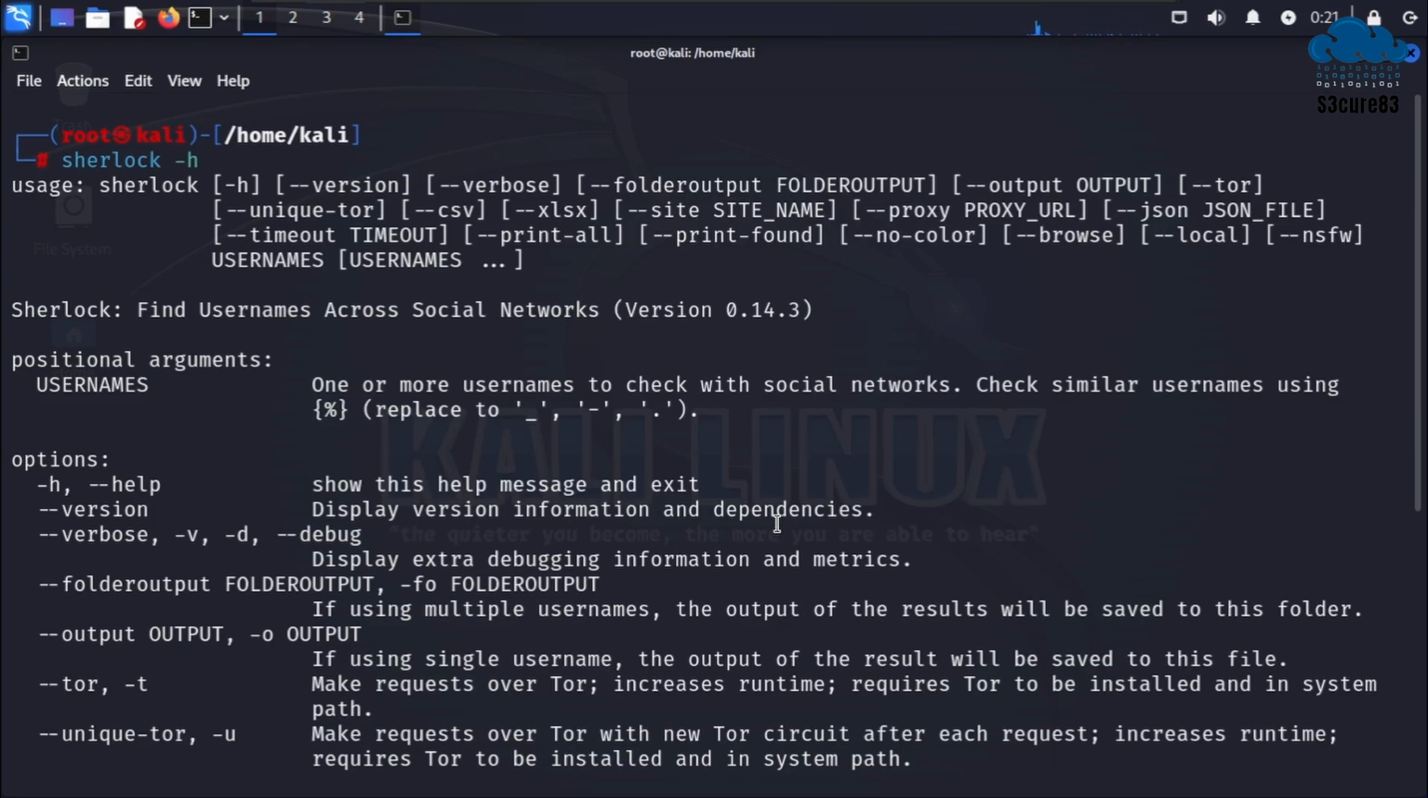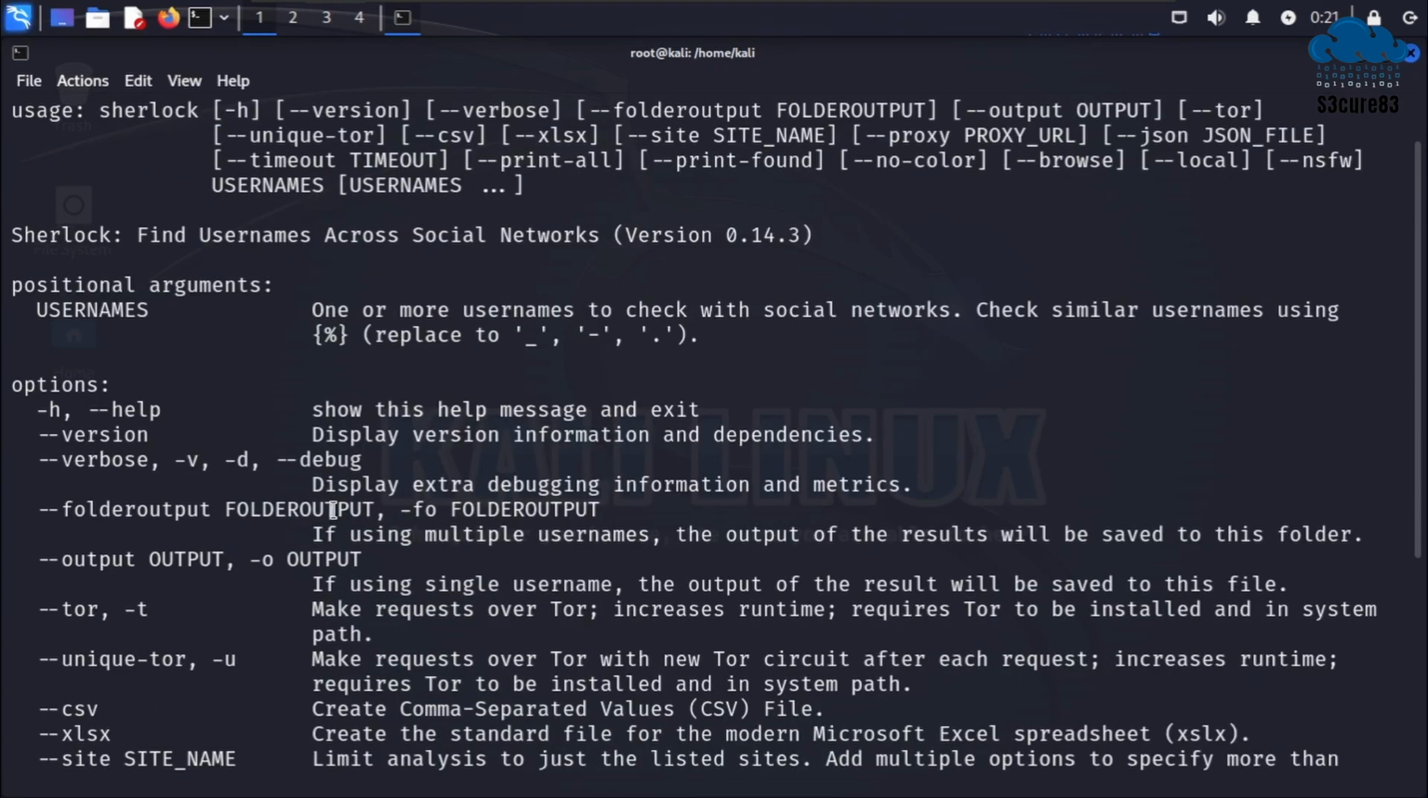Here we will use Sherlock to gather personal information about the target from social media networking sites. Note, here we are gathering information about my personal name. However, you can select a target of your choice. So here is the Sherlock help command.